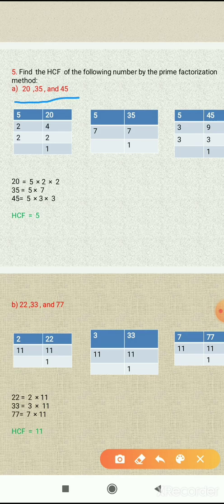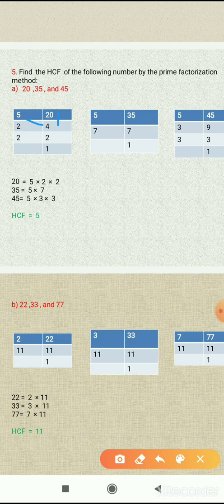So see students, we have written 20 here. Okay. Now we have to start with the smallest prime number. Also we have to see the factors of 20. So factors of 20 is 5. So okay, we can divide 20 by 5 also. So here we divide 20 by 5, we get quotient 4. So here we have written 5 4s are 20.